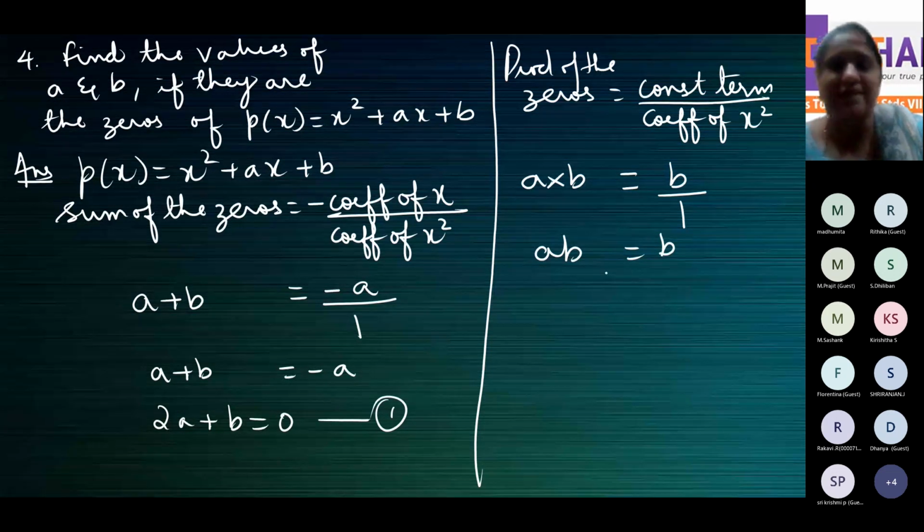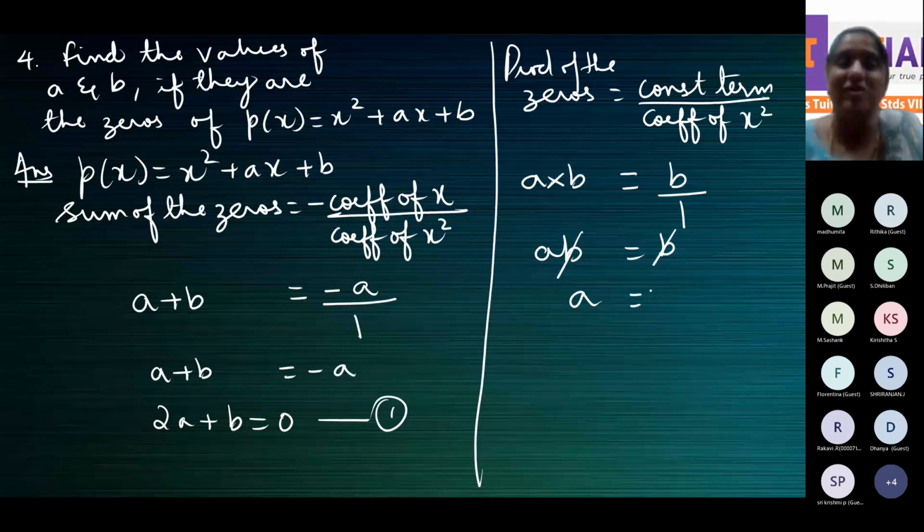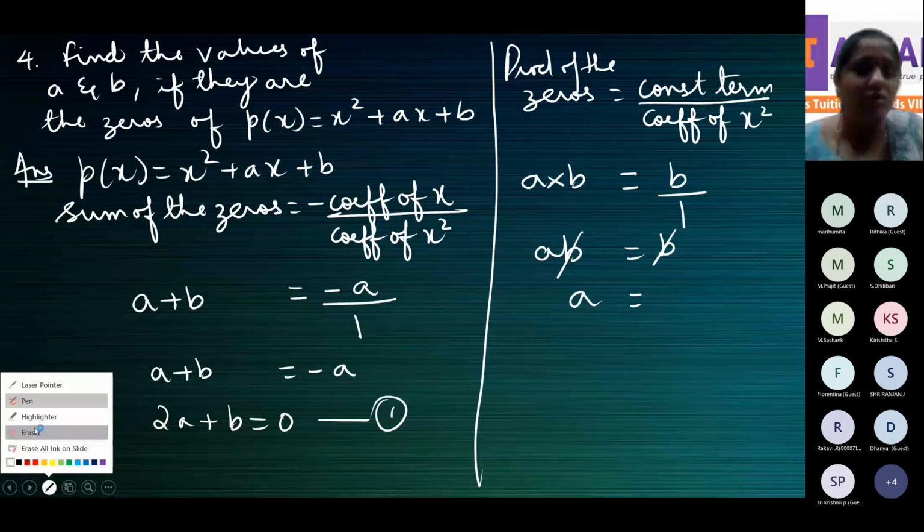So that means b and b will get cancelled on both the sides, right? So you get a is equal to what, children? What is a? 1. 1, not 0. Zeros, 0 or 1? 1, ma'am. 1, not 0. Okay, it's 1, not 0.